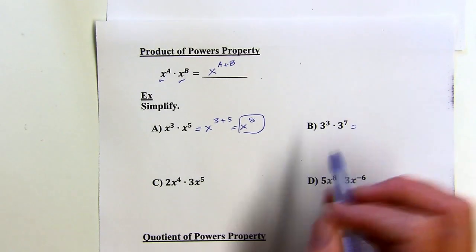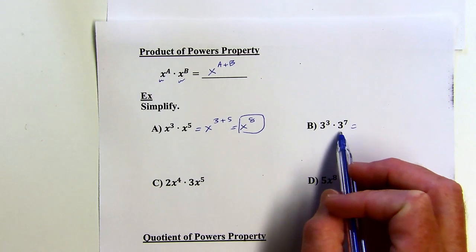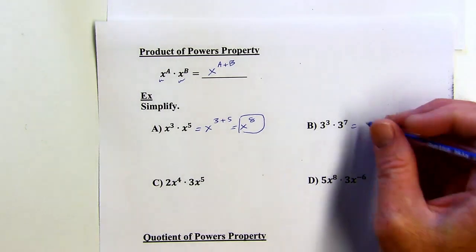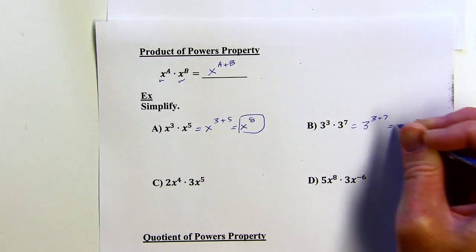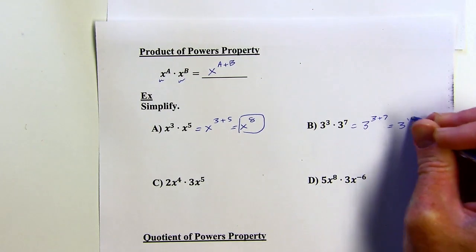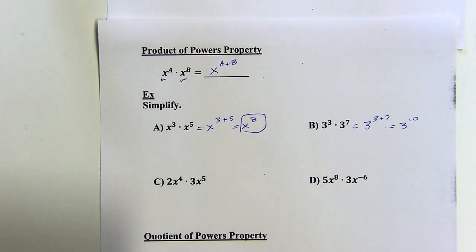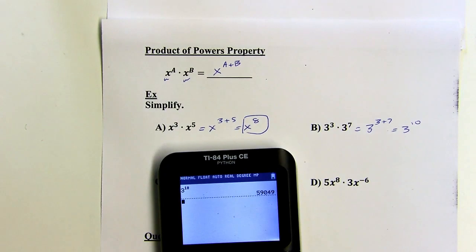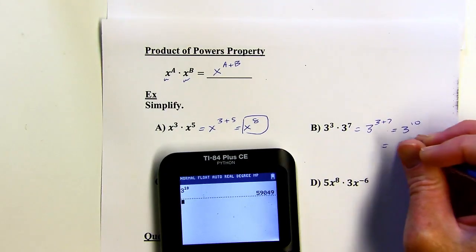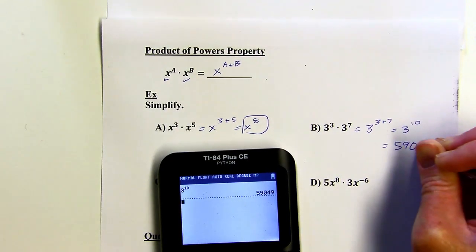And you could simplify 3 to the third, then simplify 3 to the seventh, then multiply it all together. That would work. But you can also take a little shortcut. This is going to be 3 to the 10th. And then I'd still want a calculator for that. So let's see, 3 to the 10th is going to equal 59,049.